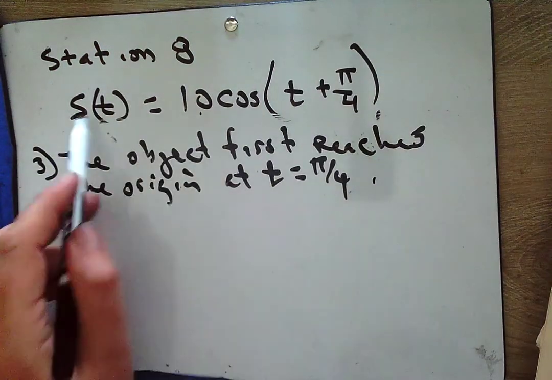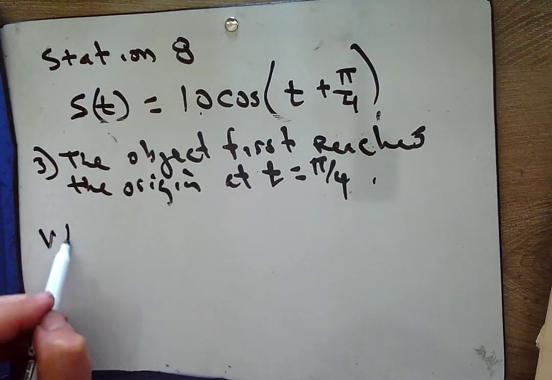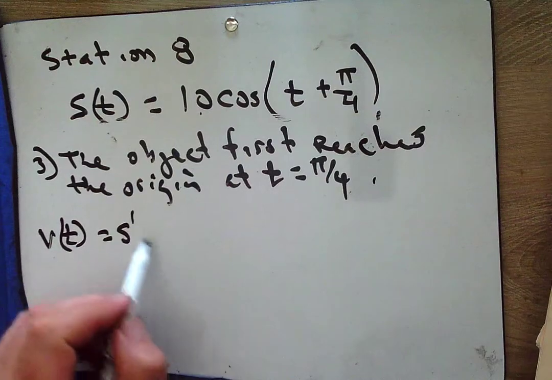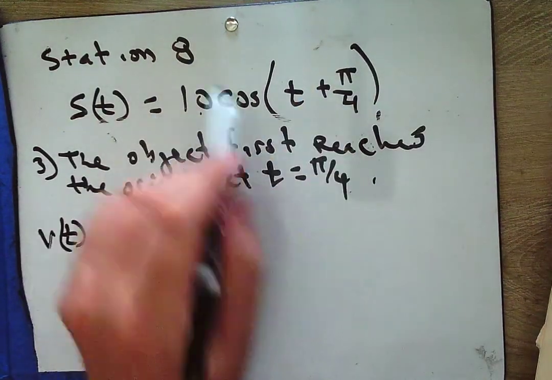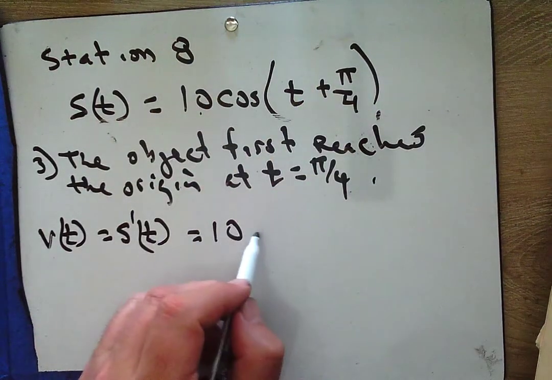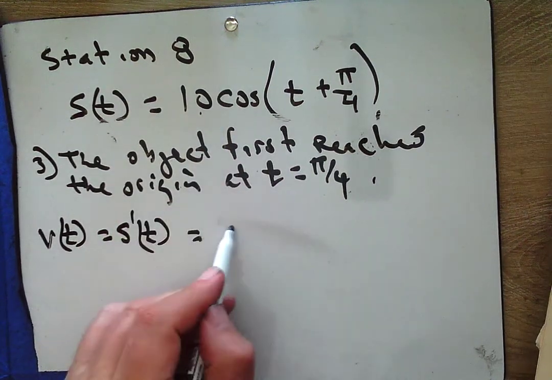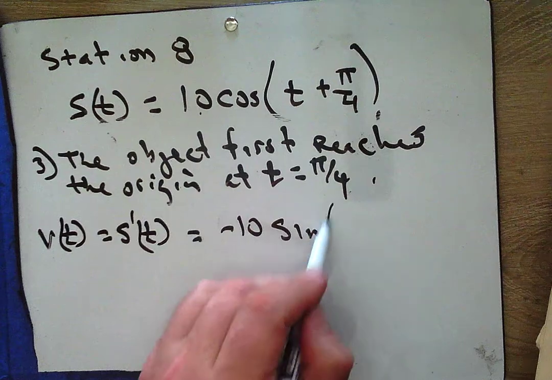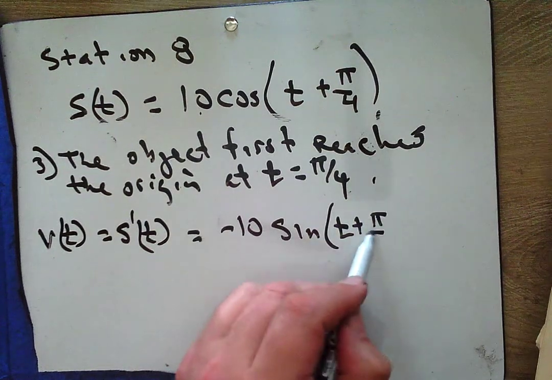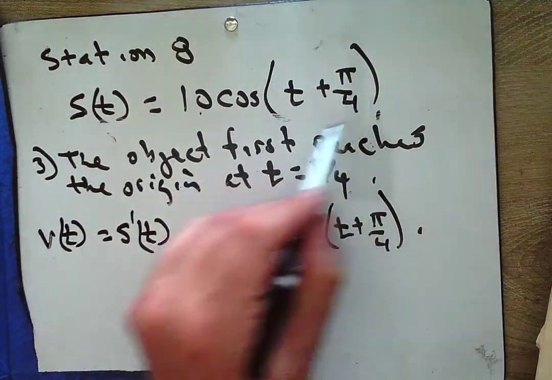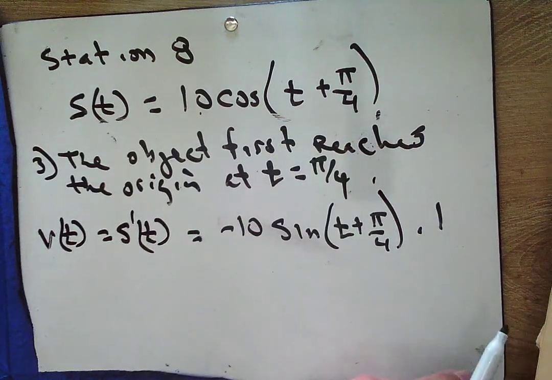Well, if this is s of t, and we know that v of t is also s prime of t, we just need to take the derivative of this. It's going to be 10 times the derivative of cosine, which is minus sine, so really it's going to be negative 10 sine, leave the inside alone, times the derivative of the inside, which is 1.